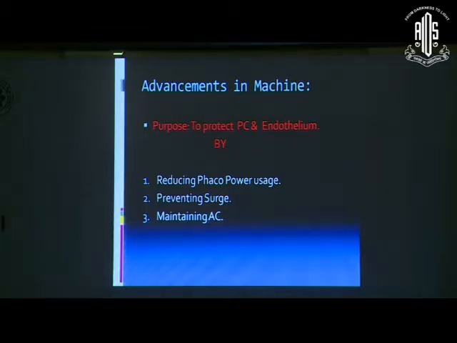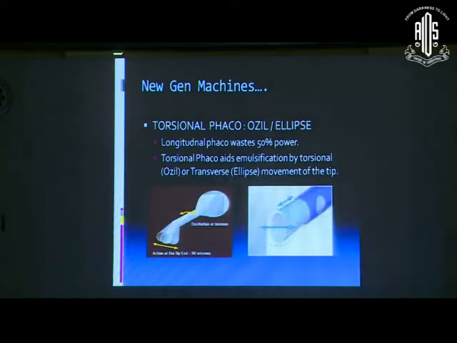And this is done by reducing the phaco power usage. The lower power you use, the less power you use, the safer you are, preventing surge which will cause rent, and maintaining AC in a good way. The new generation machines that are available these days have added a torsional phaco, that is a transverse or an elliptical movement of the phaco tip.